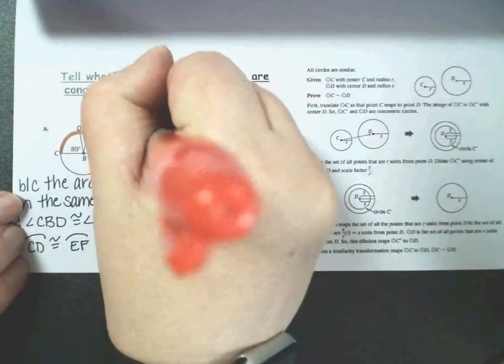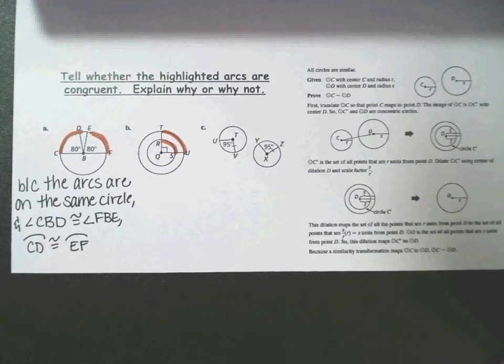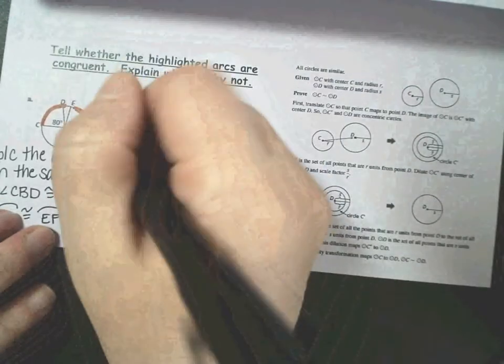Example B, the arcs that we're going to highlight are RS and TU. Are those arcs congruent? No, why not? They're not on the same circle. We're on two different circles. And are the radii of those circles congruent? No. So therefore, the circles are not congruent. So therefore, those arcs cannot be congruent.